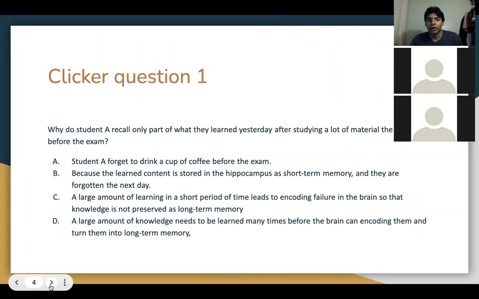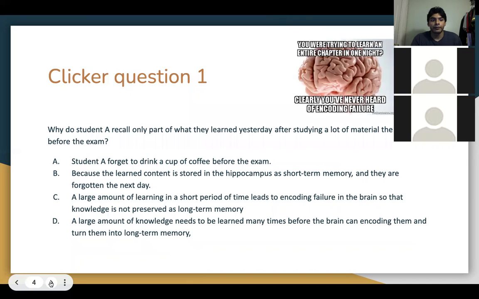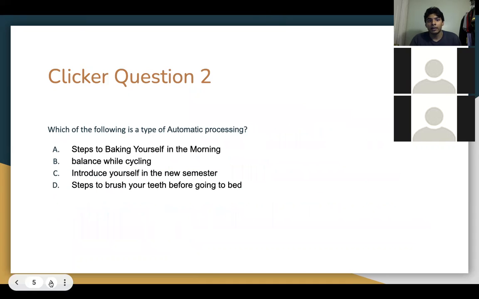For our first clicker question, why does student A recall only part of what they learned yesterday after studying a lot of the material the day before? And the answer to that is C. A large amount of learning in a short period of time leads to encoding failure in the brain, so that knowledge is not preserved as long-term memory. The second clicker question, which of the following is a type of automatic processing? The answer for that is C, introducing yourself to the new semester.